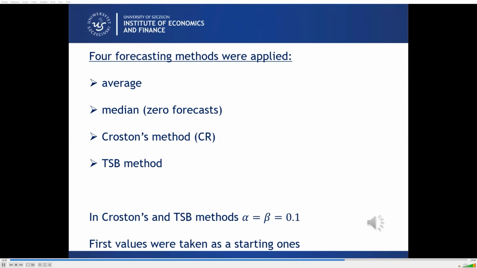In the empirical research, the following forecasting methods were applied: average, median, which could be identified with 0 forecasts, Croston's method, and the TSB method. Average and median were taken as benchmarks. Average is a totally unbiased forecasting method in this research. On the other hand, forecasts on the median level are highly underestimated. To remind you, median sale for all products was equal to 0. In Croston's and TSB methods, smoothing factors were equal to 0.1. First values were taken as starting ones.